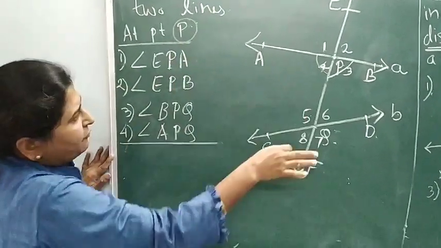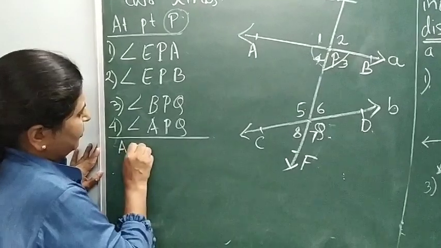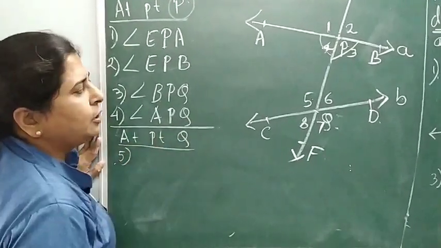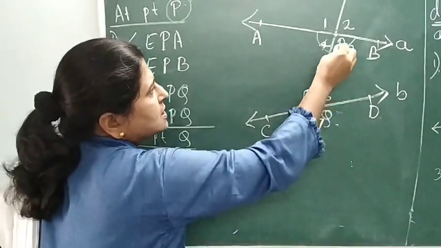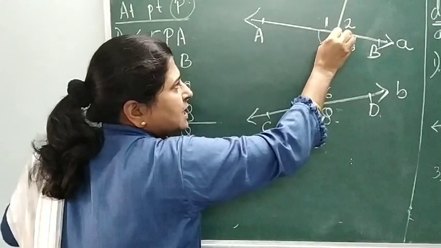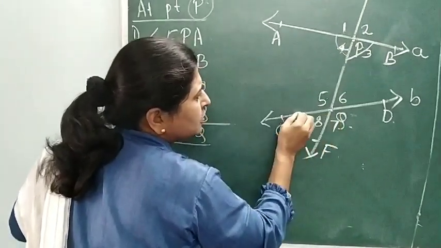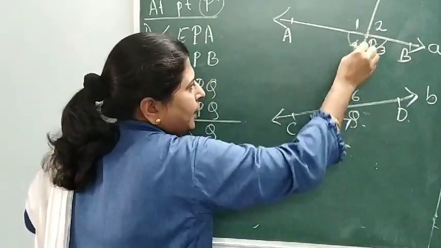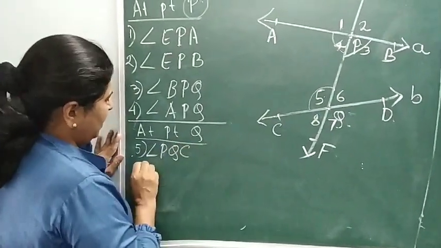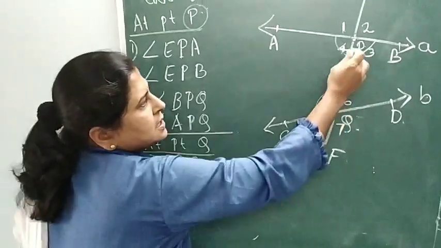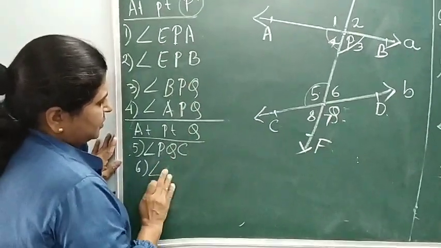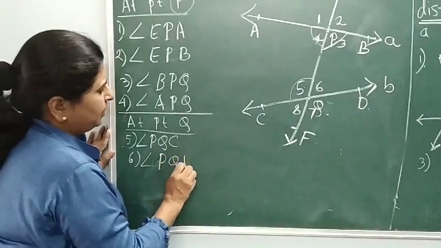Now what are the remaining 4 angles? They are at point Q. So the fifth angle, which is at point Q, this is point Q. Start from here, you can see P. Instead of going for E, you can start with P, Q, C. This is your fifth angle, angle PQC. The sixth angle is P, Q, and on the right side, D. It's angle PQD.